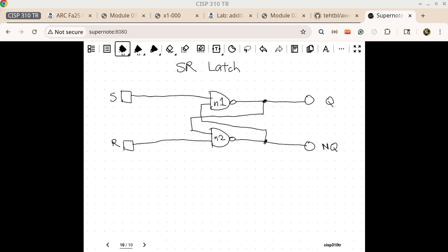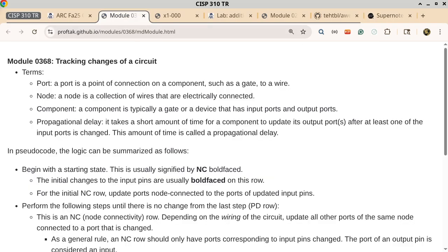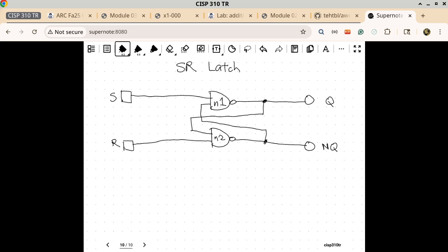So we're going to go back to the module, the reading material, and understand what we are talking about here. The terms: a port is a point of connection on a component, such as a gate, and that point of connection connects to what we see as a wire in Logisim. So now, switching back to this diagram, what are the ports? So we have a port over here, we have a port over here, we also have a port over here for the NAND gate. For an input pin, the only port is here. For an output pin, the only port is here.